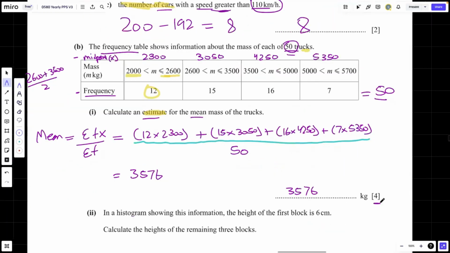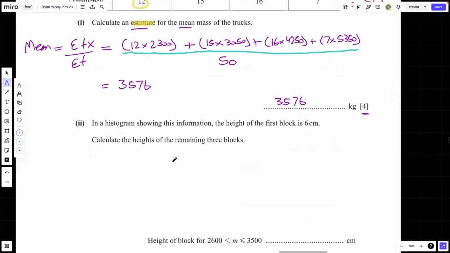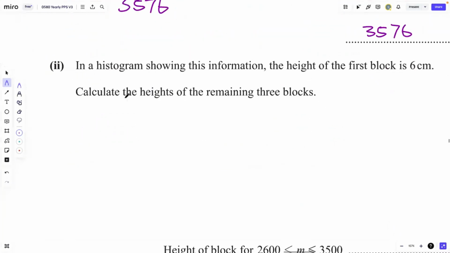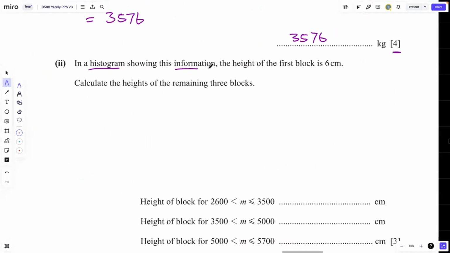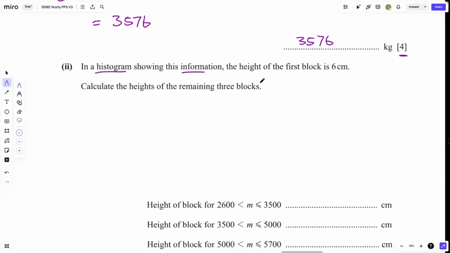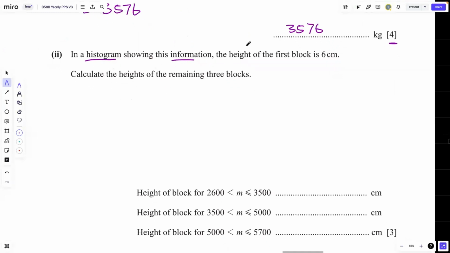But make sure you do show your working because this is 4 marks. Let's say you made a mistake in the calculator somewhere and you do not have working, so you'll lose out on the marks. Next up, we have a histogram showing this information. The previous data is still carried forward upon a histogram, and the height of the first block is 6 centimeter. Calculate the heights of the remaining. We do not have a histogram here in diagram visual form. We just have certain data related to it, and we need to calculate the height based on that data.